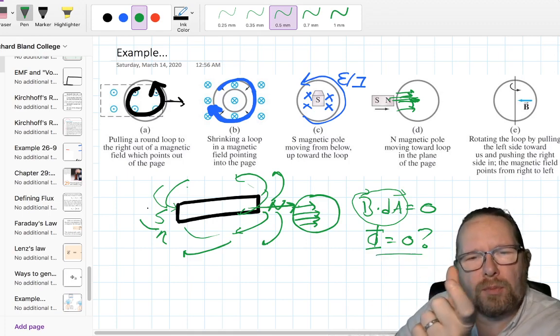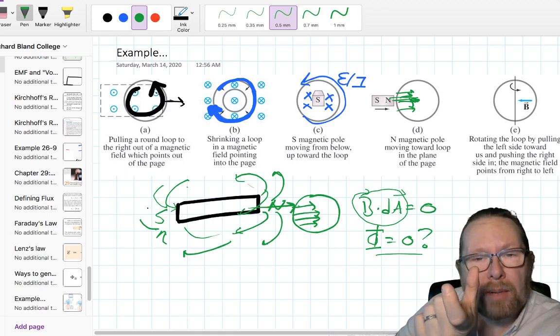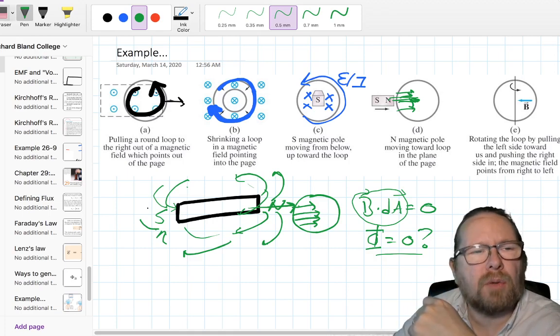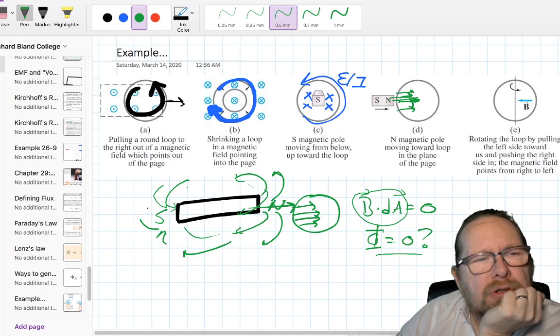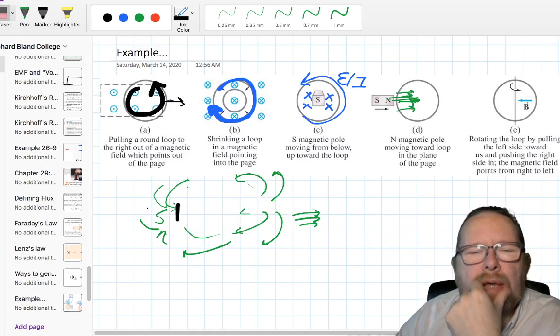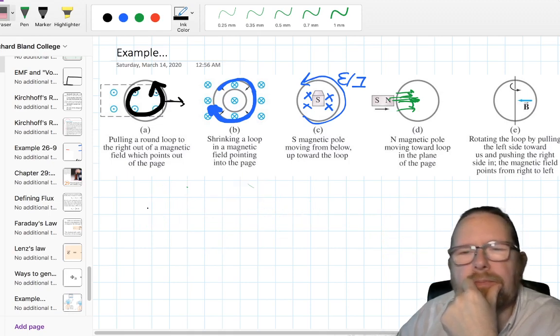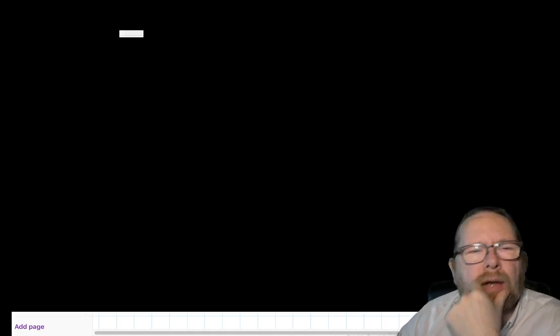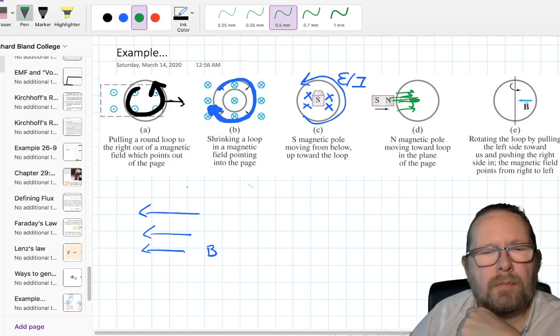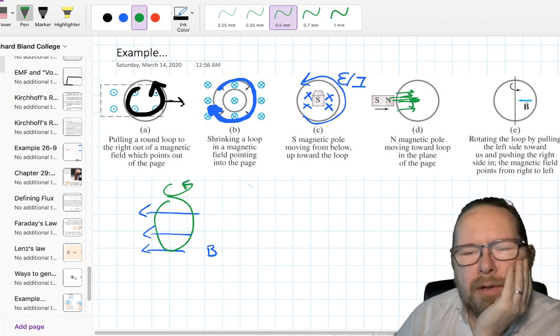If we rotated this loop this way so that it was on edge, there would be a changing magnetic flux because the field lines would go through that loop. But in this direction, the field lines and the loop are always perpendicular to one another. One last situation, which is, imagine a loop that's vertical rotating within a magnetic field that points towards our left. So the magnetic field points this way. You've got a vertical loop that's spinning like this. What does that do to the flux?